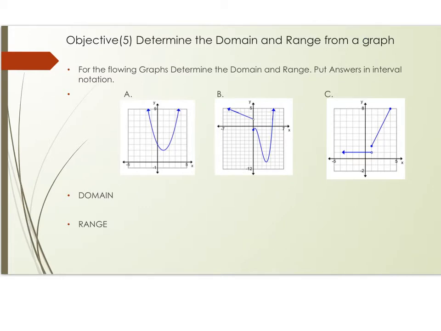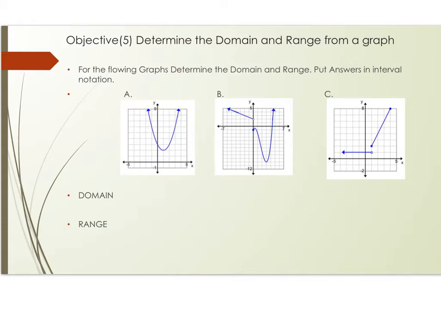Our fifth objective is to determine the domain and range from a graph. So for the following graphs, A, B, and C, determine the domain and range and put the answers in interval notation. So go ahead and pause our video and see if you can come up with the domain and range for each one of these particular graphs.